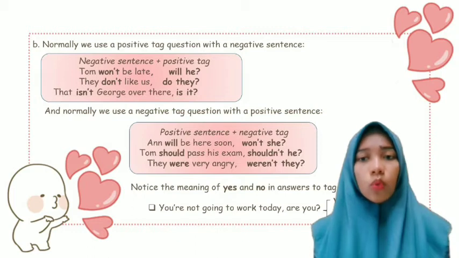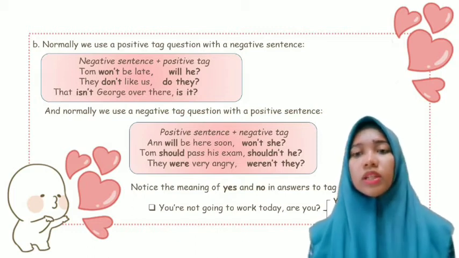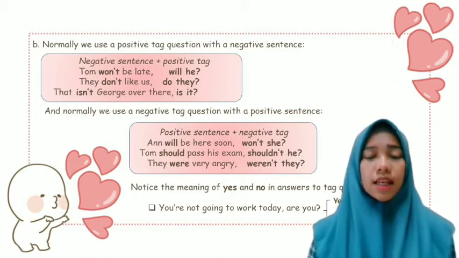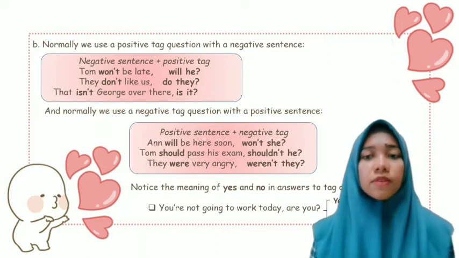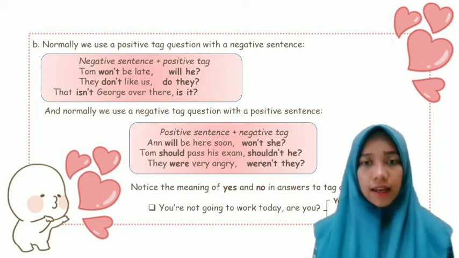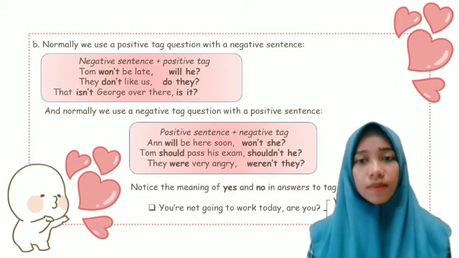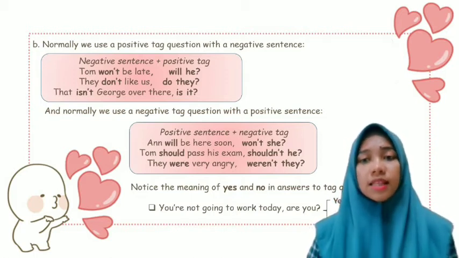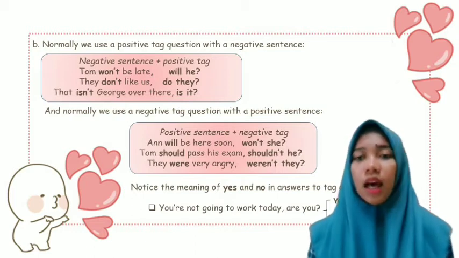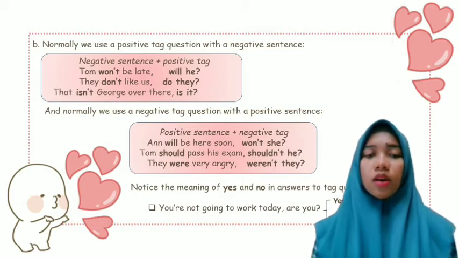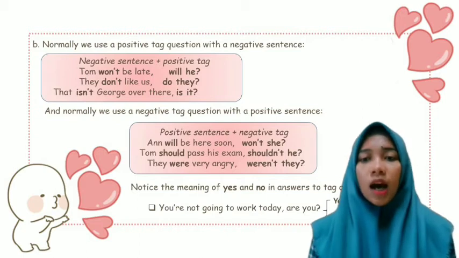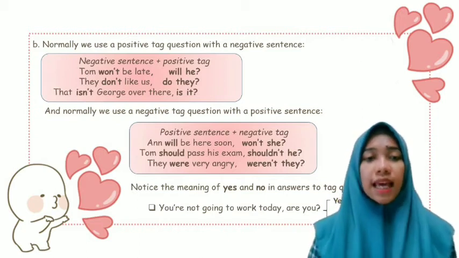And normally, we use a negative tag question with a positive sentence. It means the formula is positive sentence with negative tag. The example, Anne will be here soon, won't she? Tom should pass his exam, shouldn't he? They were very angry, weren't they? Notice the meaning of yes and no in answers to tag questions.